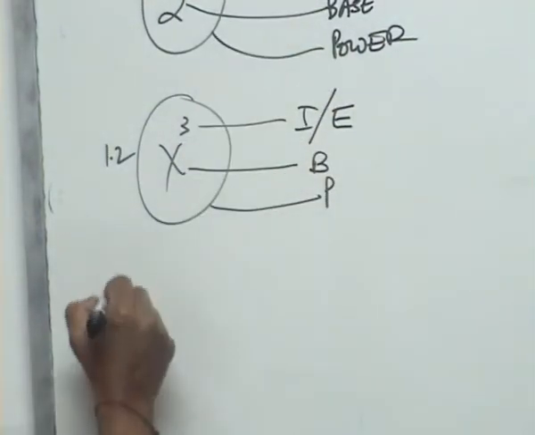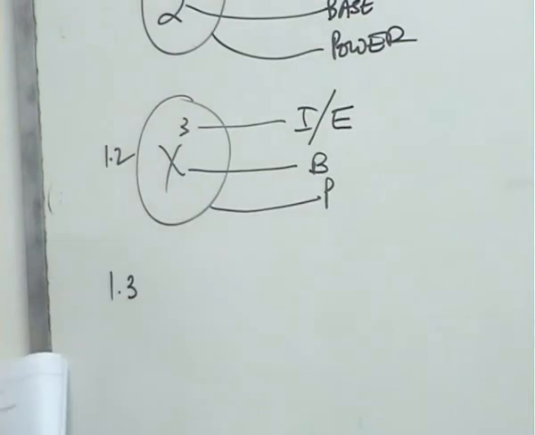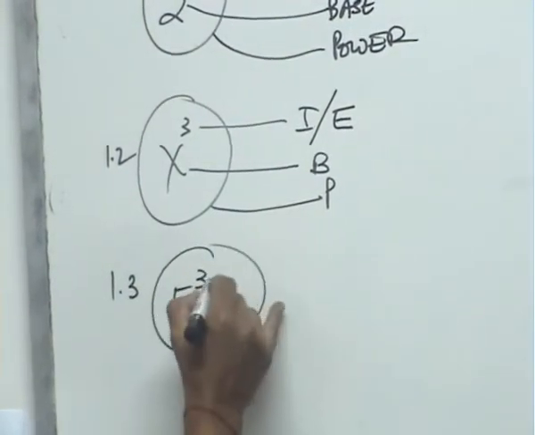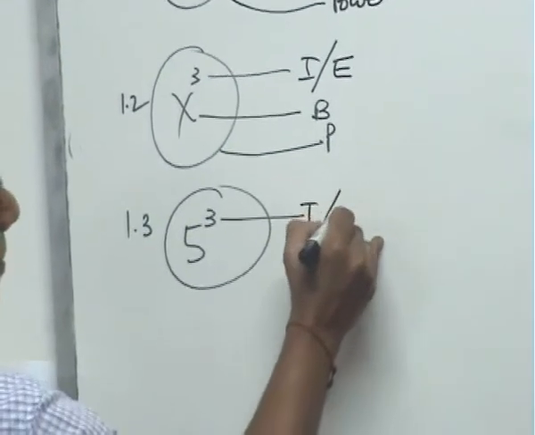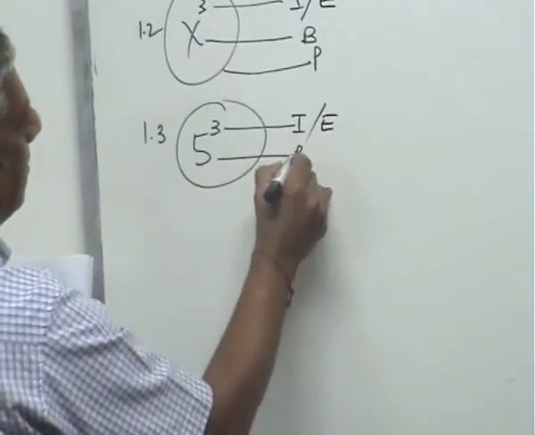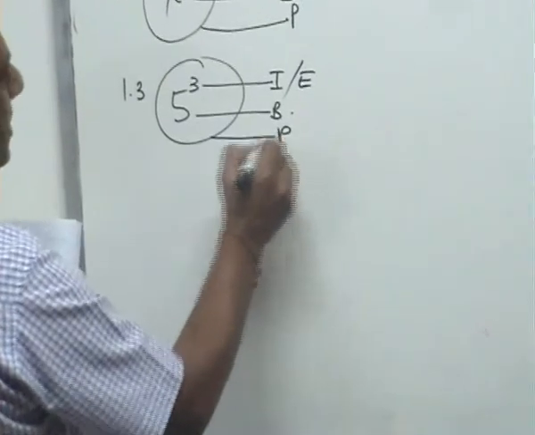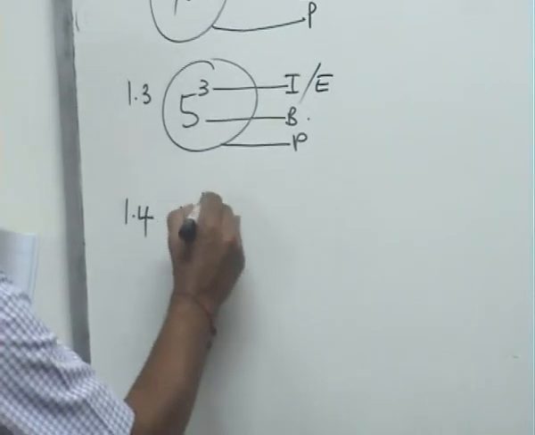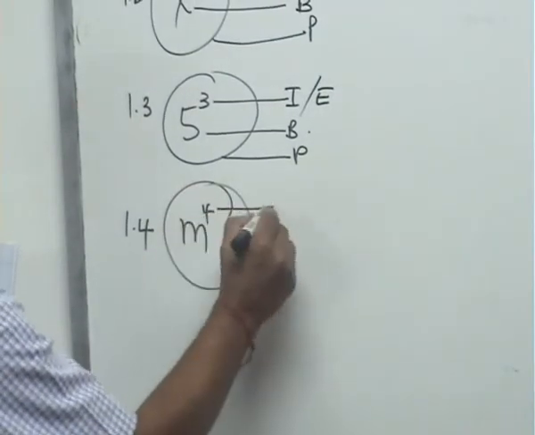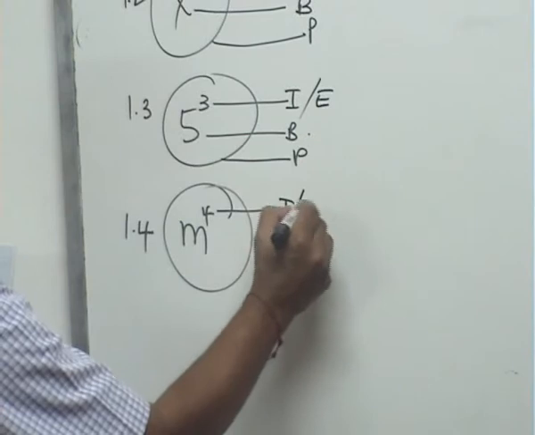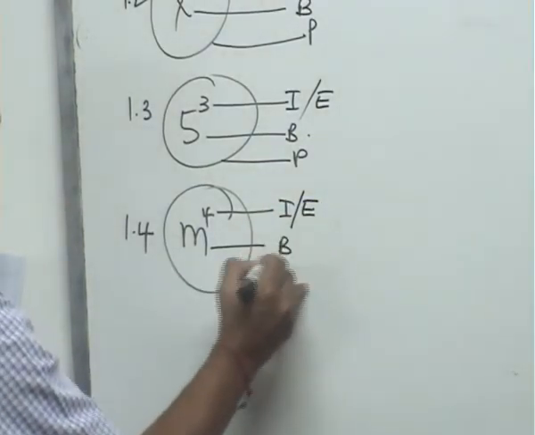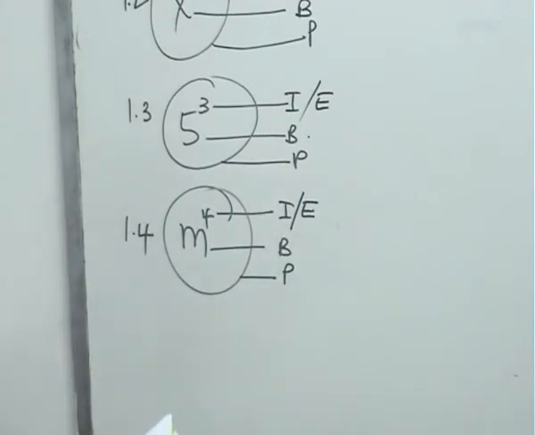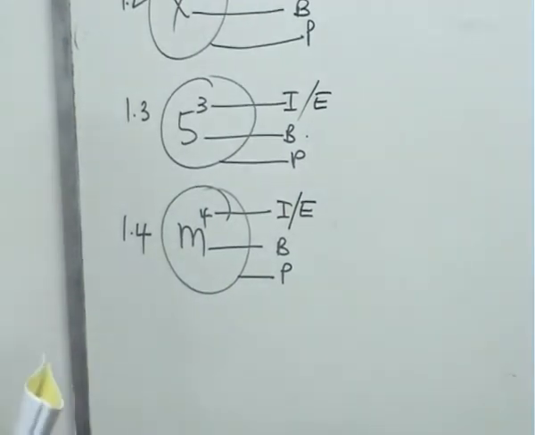Now I'm not going to write them full because you can understand that. 1.3, 5 cubed. 3 is the index or the exponent. 5 is the base, and the whole thing is a power. 1.4, m to the 4. 4 is the index or the exponent. M is the base, and the whole thing is a power. That brings us to the end of number 1.